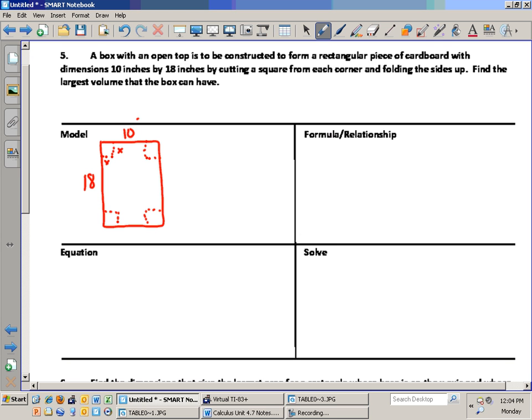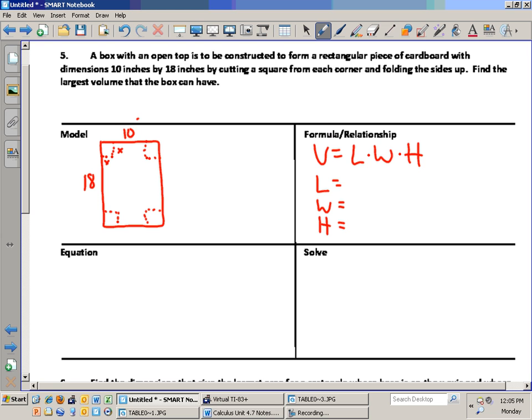Does everybody see how that's happening? When I cut it, I'll fold it up. My goal is then to maximize the volume. So I'm trying to calculate volume. Volume is equal to length times width times height, right? Well, I need expressions for length, width, and height. Those 3 pieces.